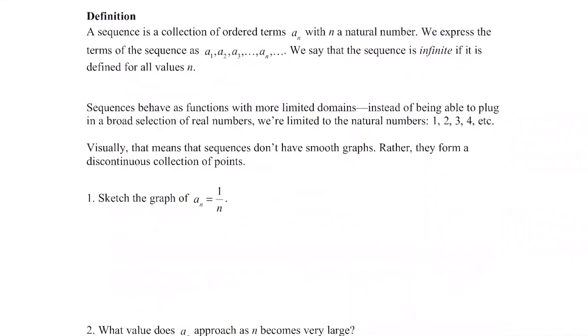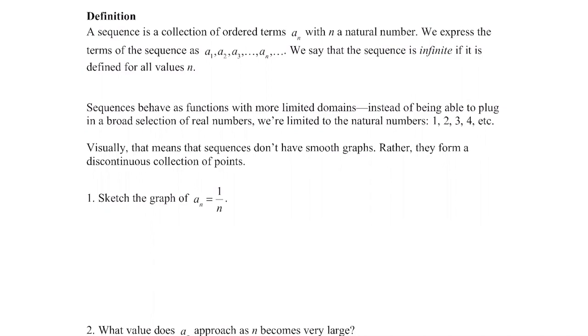Sequences behave as functions with more limited domains. Instead of being able to plug in a broad selection of real numbers, we're limited to the natural numbers, 1, 2, 3, 4, etc. Visually, that means that sequences don't have smooth graphs. Rather, they form a discontinuous collection of points.